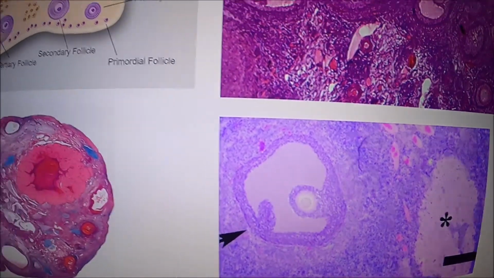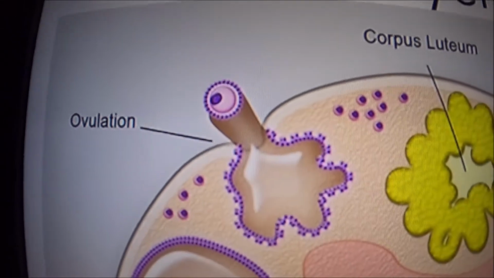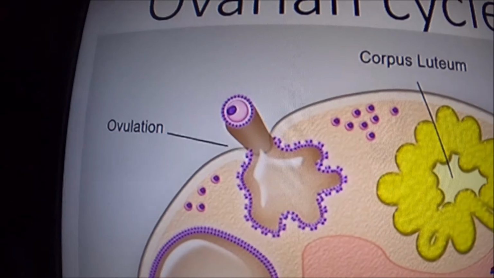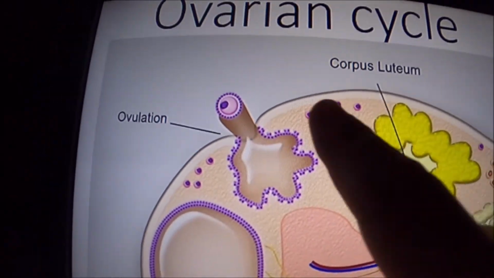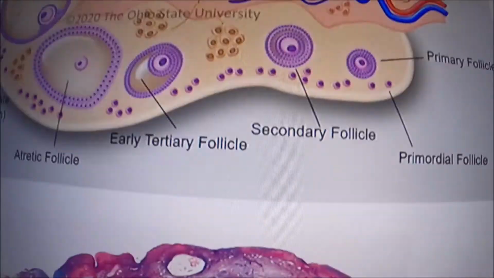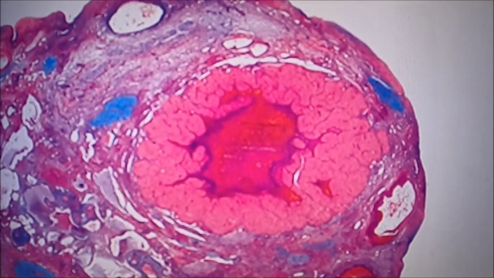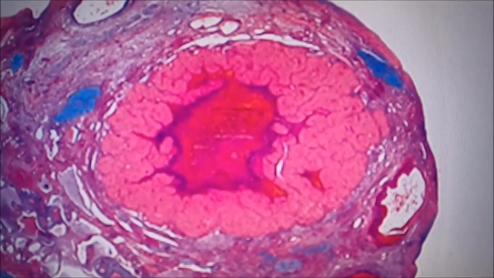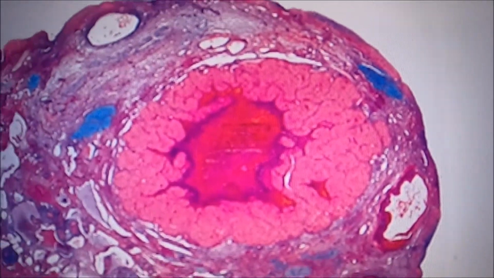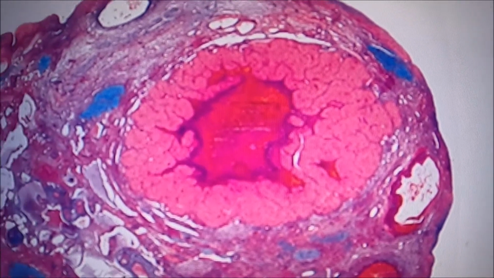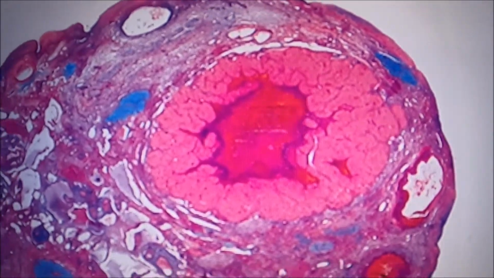And then what will happen is that egg is going to be ejected from the ovary. After the egg is ejected, that follicle will break down into a corpus luteum. And the corpus luteum in real life looks something like this. What that corpus luteum is going to do is start cranking out progesterone like it's going out of style, and in essence, make the uterus ready and prepared for implantation of an egg.